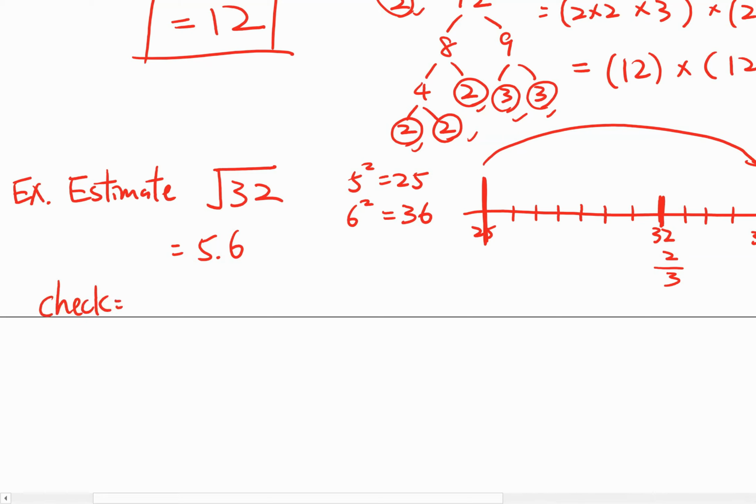And if it's close, well, that's perfect. If it's not that close, we can always improve on our estimation, right? So when we do check, we just go 5.6 times 5.6 and see what we get, okay?